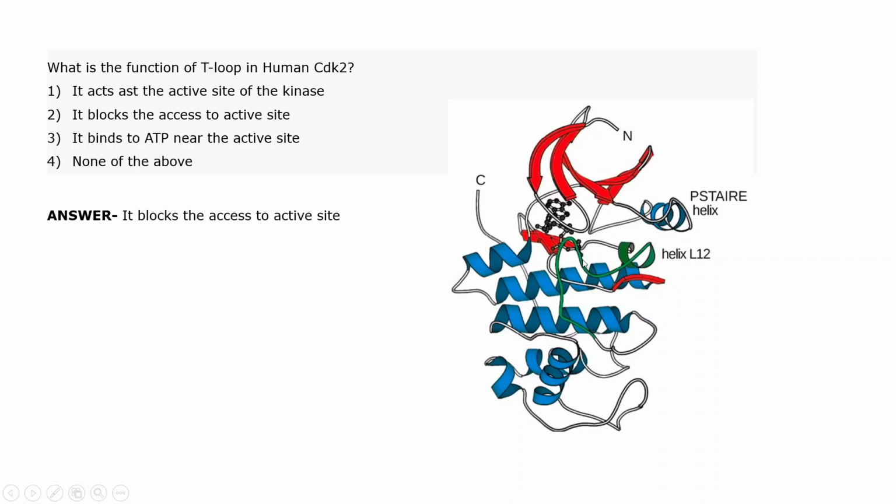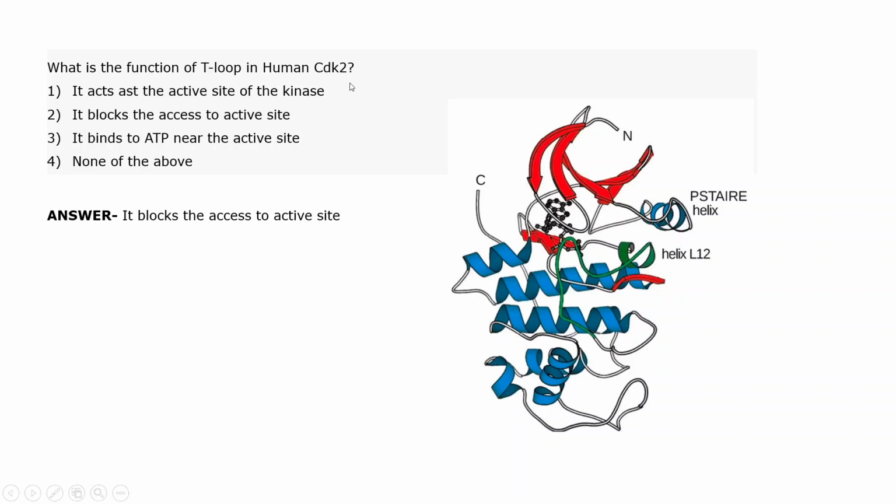While you can see there is a T loop we are discussing here, right? The T loop actually exists at this particular region. This region has the tendency to block the active site. It is flexible in nature. So whenever this CDK is active, the T loop is flexible and in an open manner, so ATP can go into the active site and help in carrying out the phosphorylation activity, right?